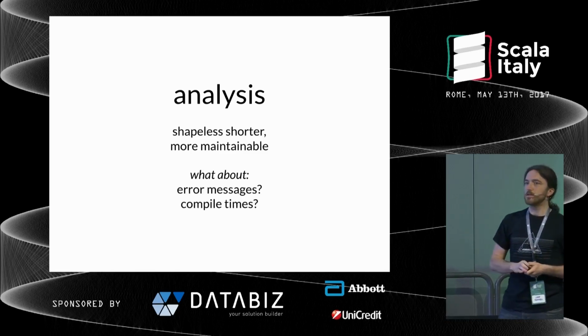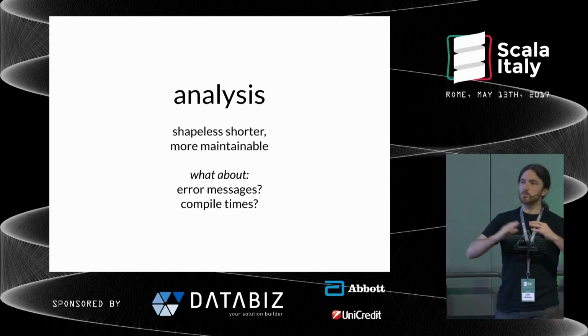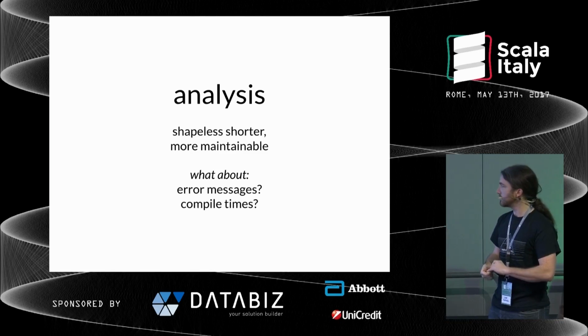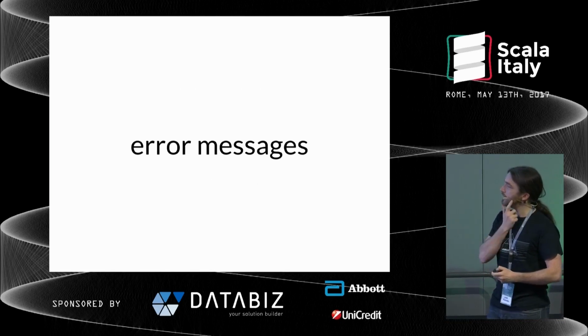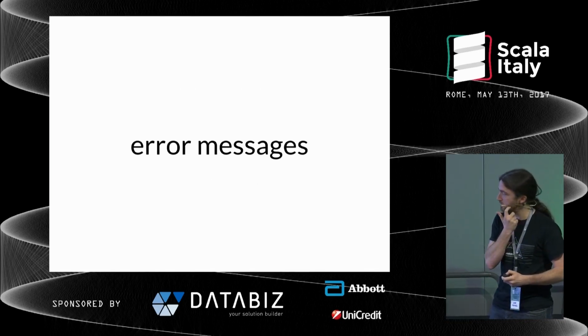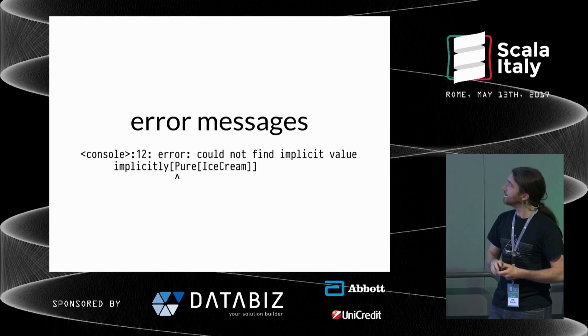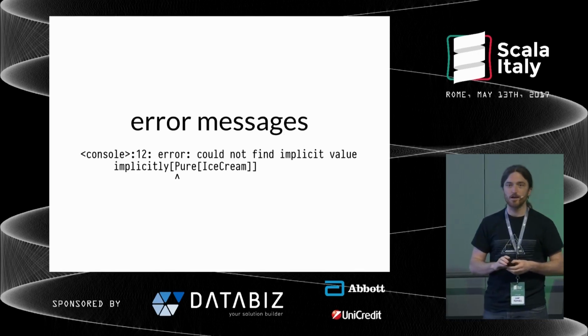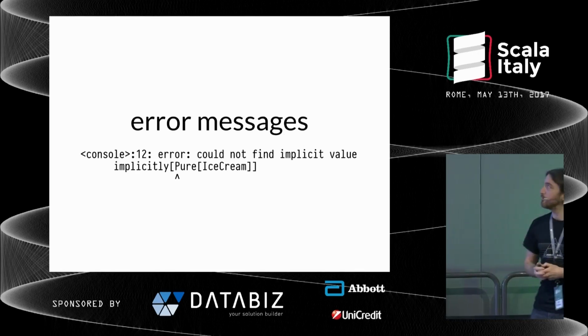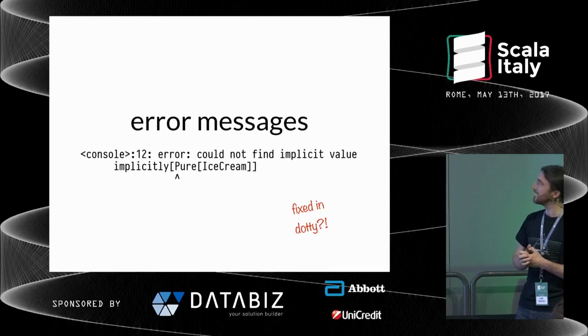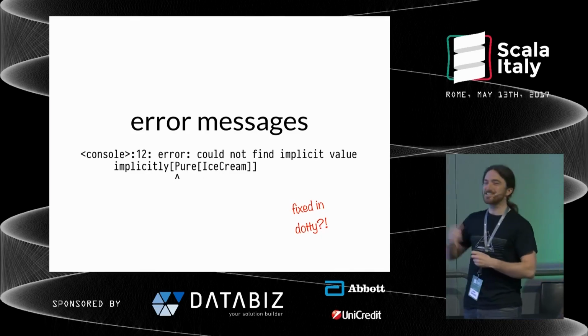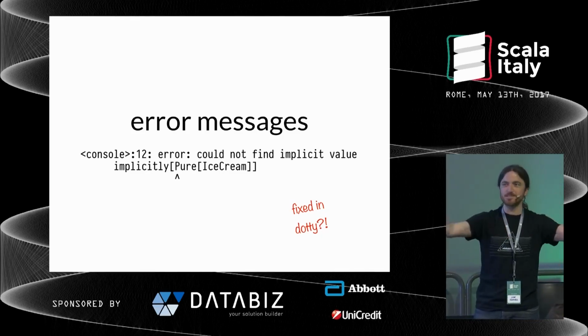Now, what about the elephants in the room? Everyone always asks about the error messages and compile times. Well, error messages with Shapeless, there's really one: could not find implicit. It's not the most helpful error message. Apparently, it's going to get fixed in Dotty. Fixed in Dotty. Problem solved. Error messages are not an issue.